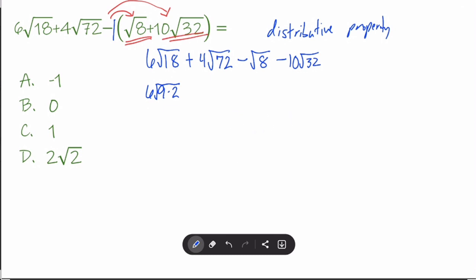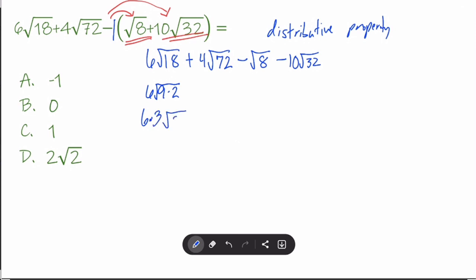So that's why we choose 9. And then we do that because we can take the square root of 9. So square root of 9 is 3. So we can take that out, inside here, outside. So 6 times 3.